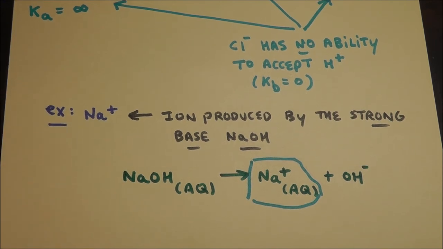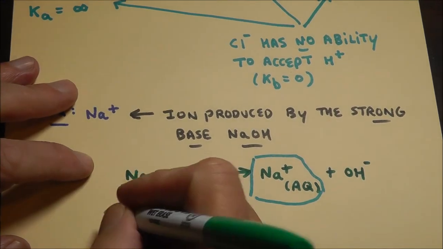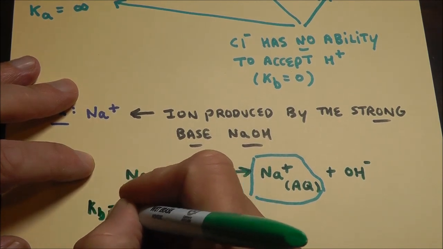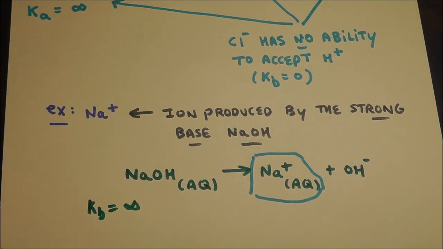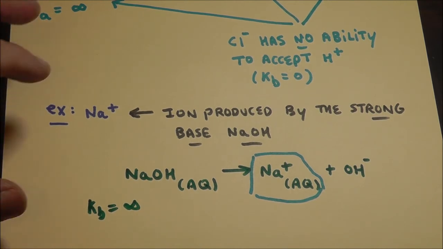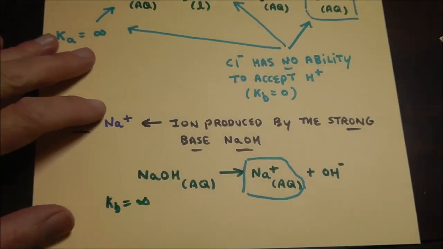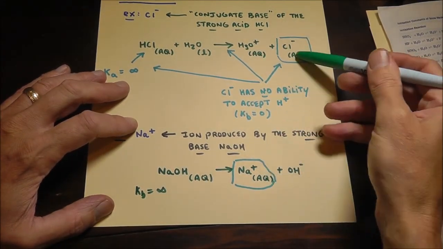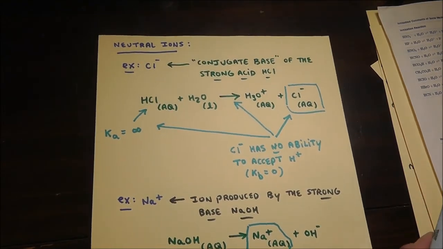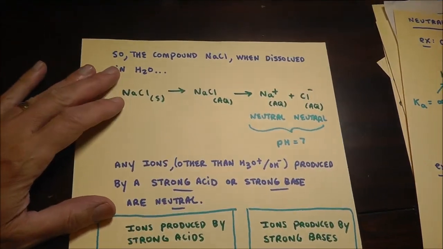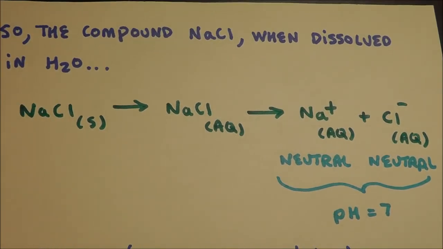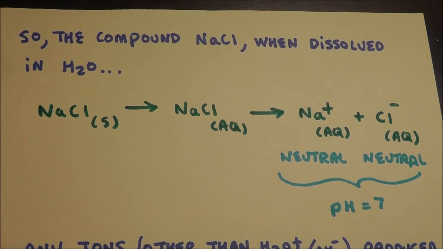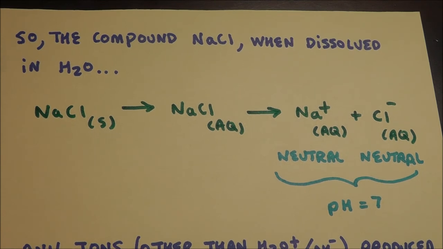As a matter of fact, why don't we just write that? Something that's strong, think of it as having a K of infinity. Kb equals infinity, which means this thing is completely favoring the reactant. So now let's go back. Let's say, what happens when you put sodium chloride in water? Well, now that we've talked about that, when you take sodium chloride solid and you dissolve it, you get sodium chloride aqueous, and then that breaks up into ions.